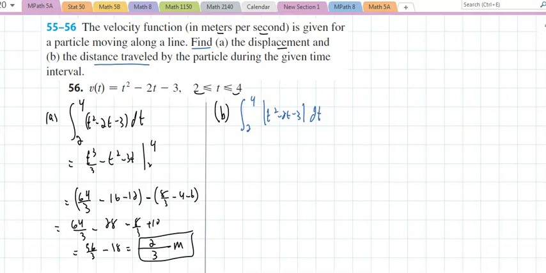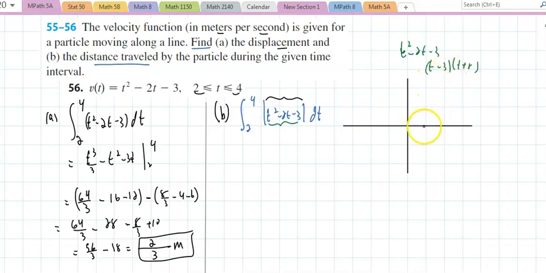When I get to part B, well, we have a small, tiny problem. Absolute value. How do you split absolute value? Either you graph it or you do testing. Remember I showed you how to graph all absolute values. How do you graph t squared minus 2t minus 3? Well, that's t minus 3 times t plus 2, if you recall. So it has intercepts at 3 and at -2. And since the parabola opens up, it looks something like this.